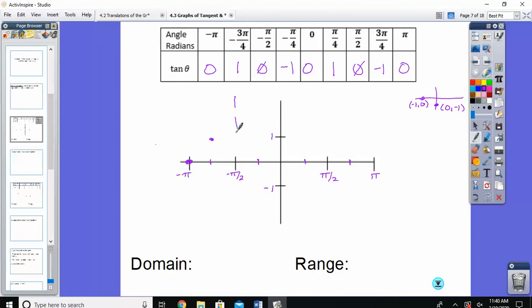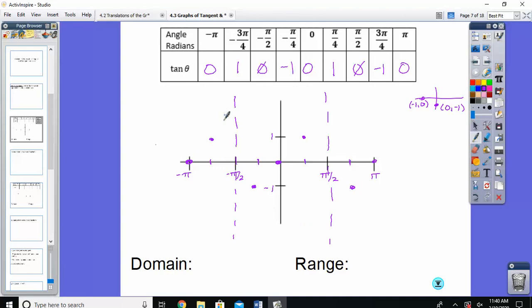What that means is we are going to have a vertical asymptote. Negative pi over 4 was negative 1. At 0 it was 0. Pi over 4 was 1. Pi over 2 is undefined, so we have another asymptote. 3 pi over 4 was negative 1, and pi is 0.